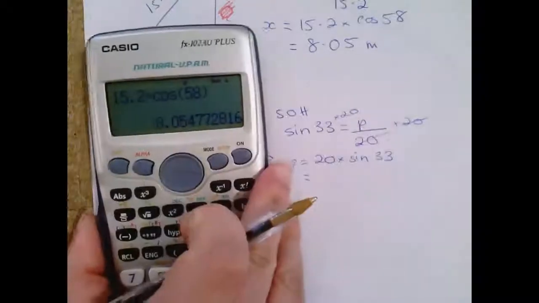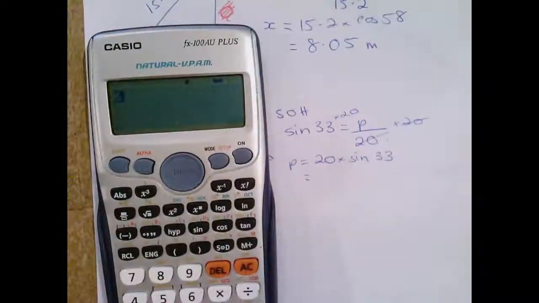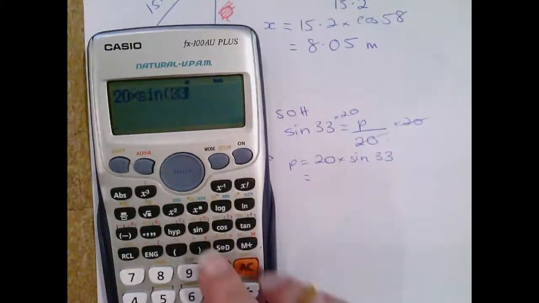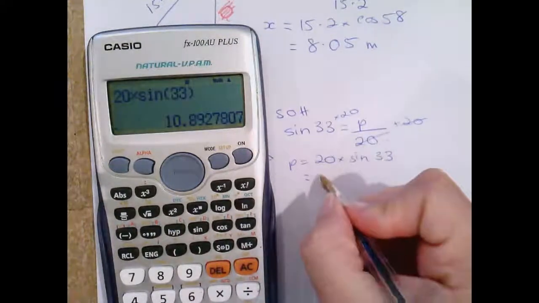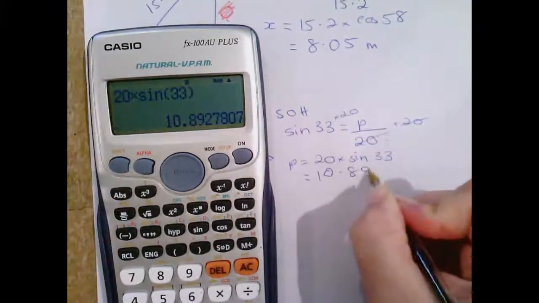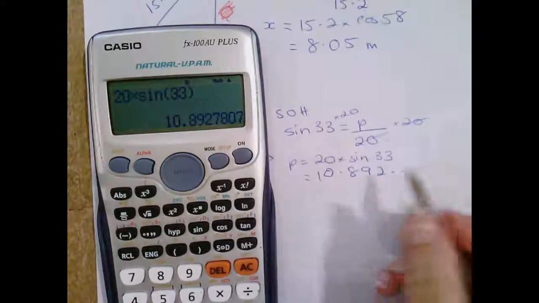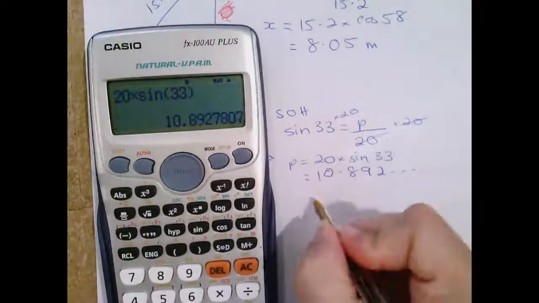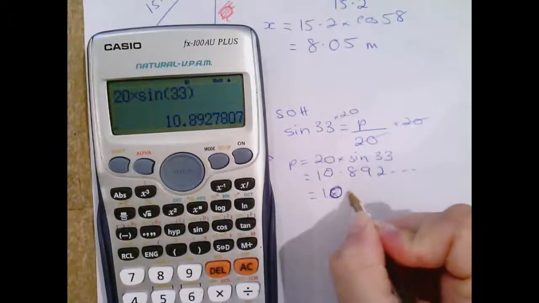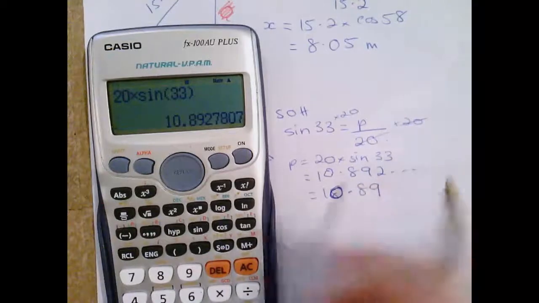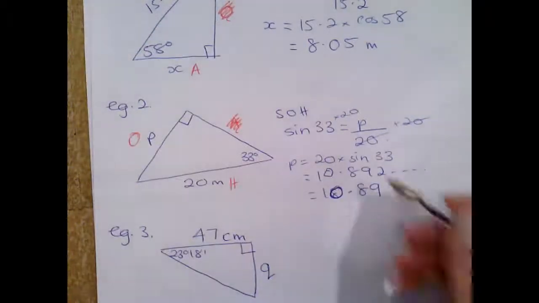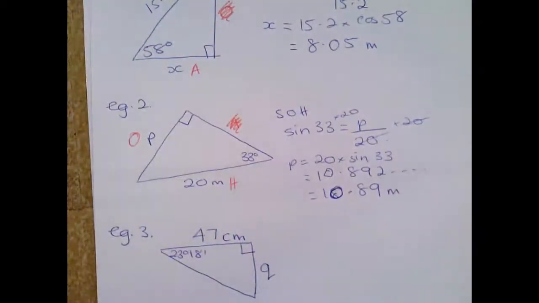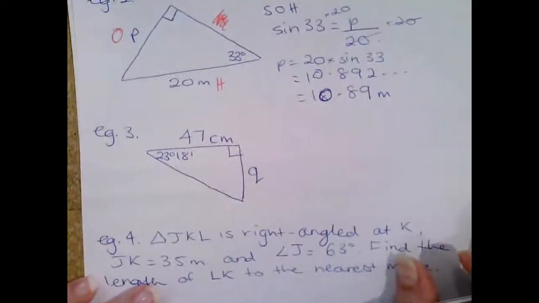Okay, getting out the calculator. 20 times sine 33 and 10.892, blah, blah, blah. Rounding to 2 decimal places, 10.89, and again, we're working with meters. So we'll say meters.